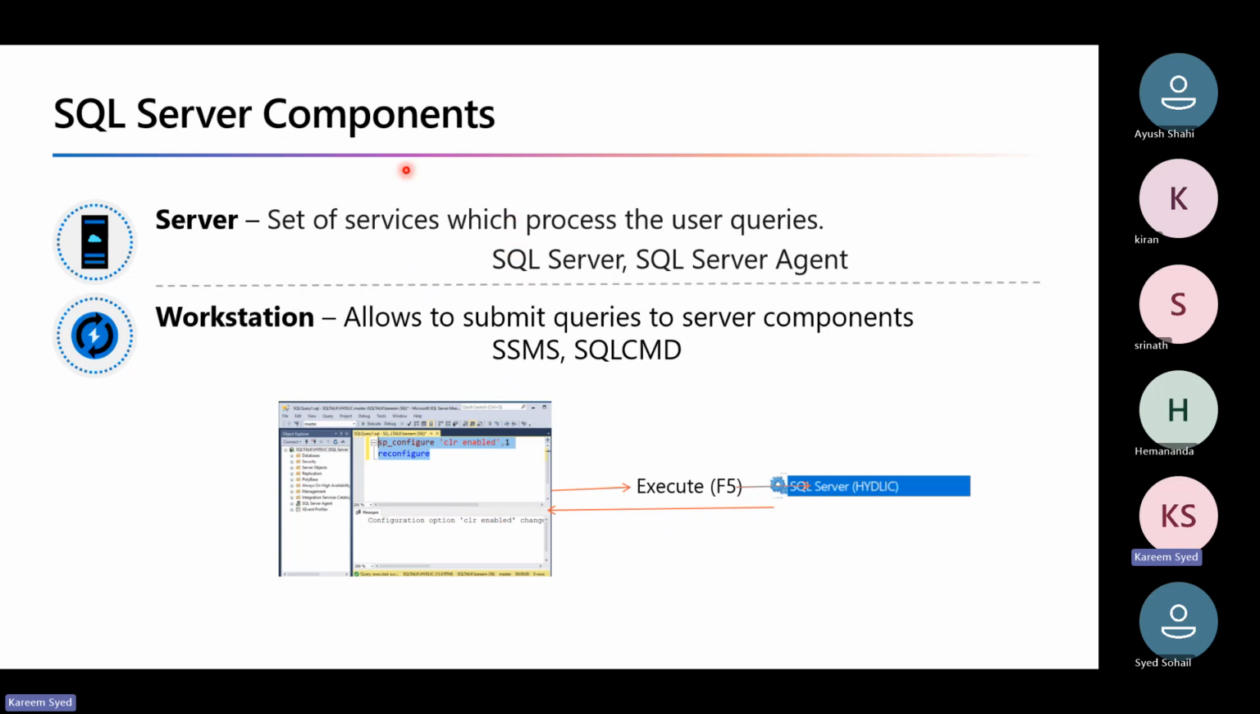In general, we have already discussed that SQL Server supports two types of components: server components and workstation components. Server components are basically services which process user queries. We have two main services: SQL Server and SQL Server Agent. SQL Server is the main service which processes the user queries. Agent is for automation.